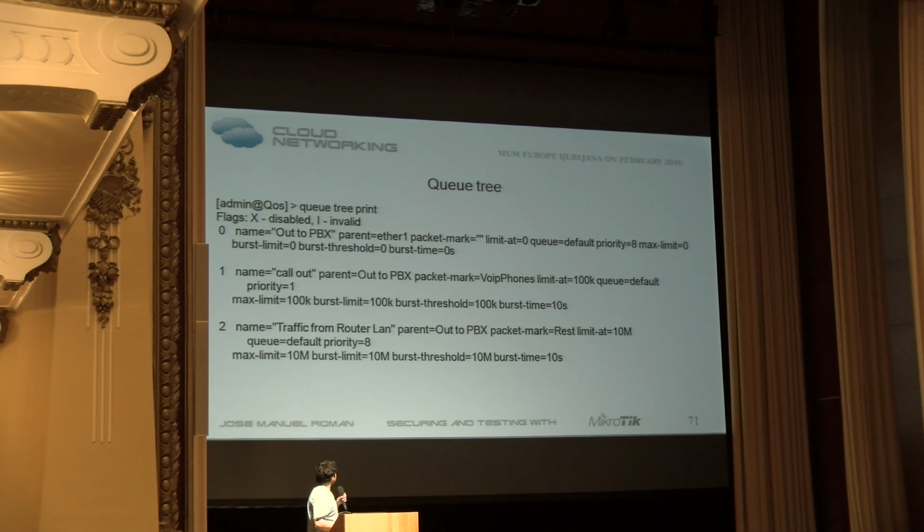The Q3 is very simple, only for call out. There is a limit for packets from the LAN. It's a 10 mega limit, and there is a limit for the voice, RTP and SIP, 100 kilobits.